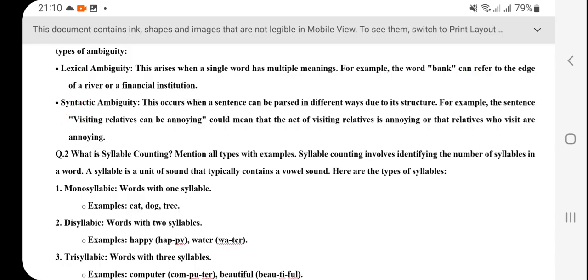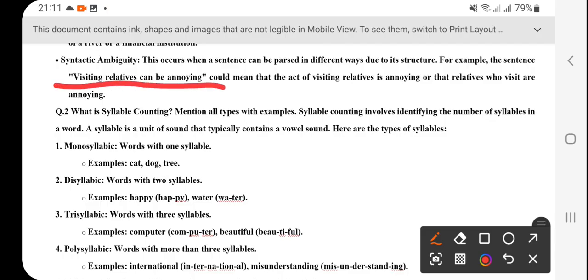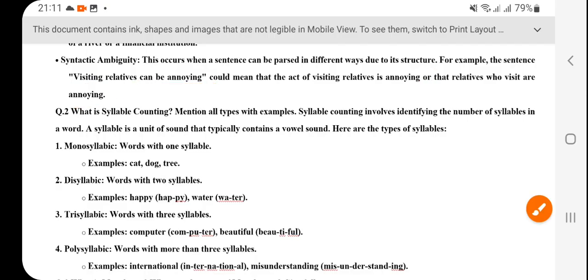Now, syntactic ambiguity occurs when a sentence can be parsed in different ways due to its structure, right? For example, the sentence "visiting relatives can be annoying." It could mean that the act of visiting relatives is annoying, or that relatives who visit us are annoying, right? This way.